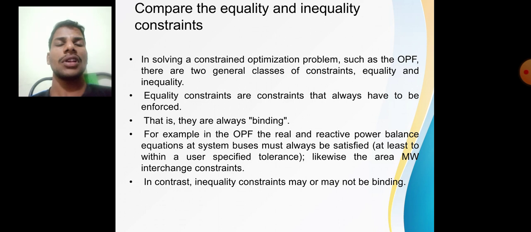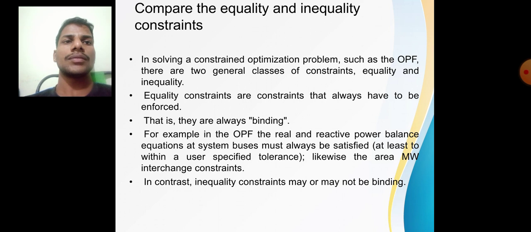Today my topic is the comparison of equality and inequality constraints. In solving constrained optimization problems such as the OPF, there are two general classes of constraints: equality and inequality. Equality constraints are the constraints that always have to be enforced, that is, they are always binding. For example, in OPF the real and reactive power balance equations at system buses must actually be satisfied, at least to within the user specified tolerance.